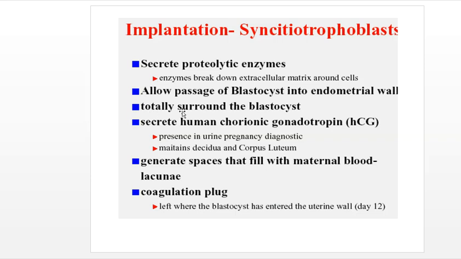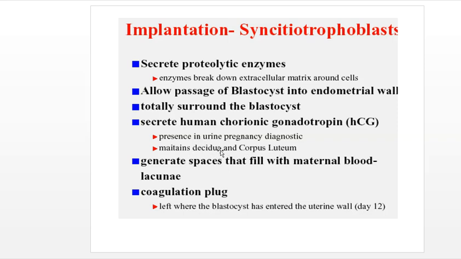This layer totally surrounds the blastocyst and secretes one important hormone whose name is human chorionic gonadotropin or HCG. This is a good marker for the diagnosis of pregnancy, found in the urine of a pregnant woman. This HCG also maintains decidua and corpus luteum.